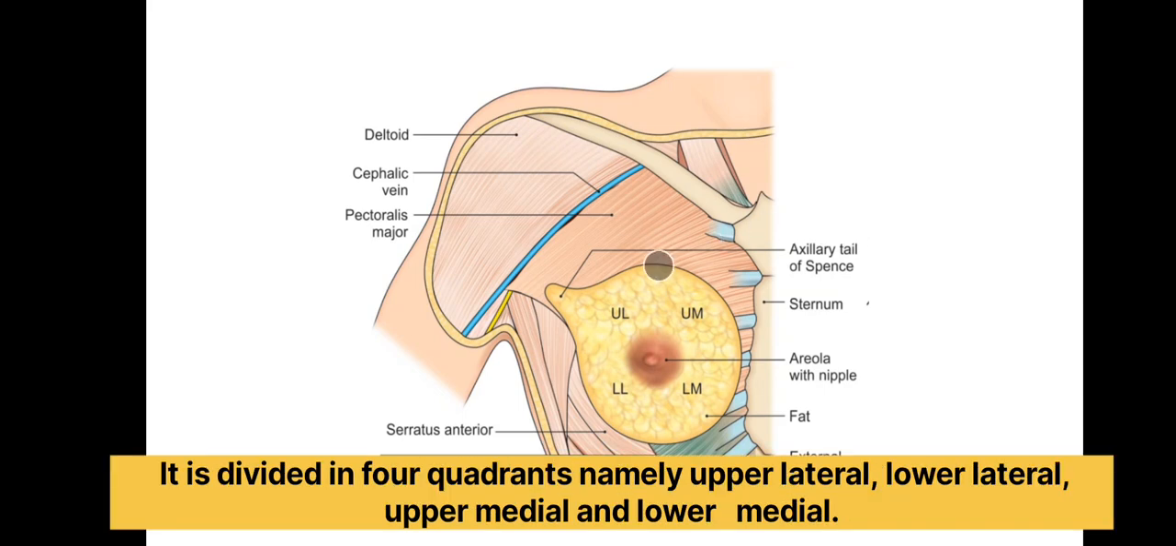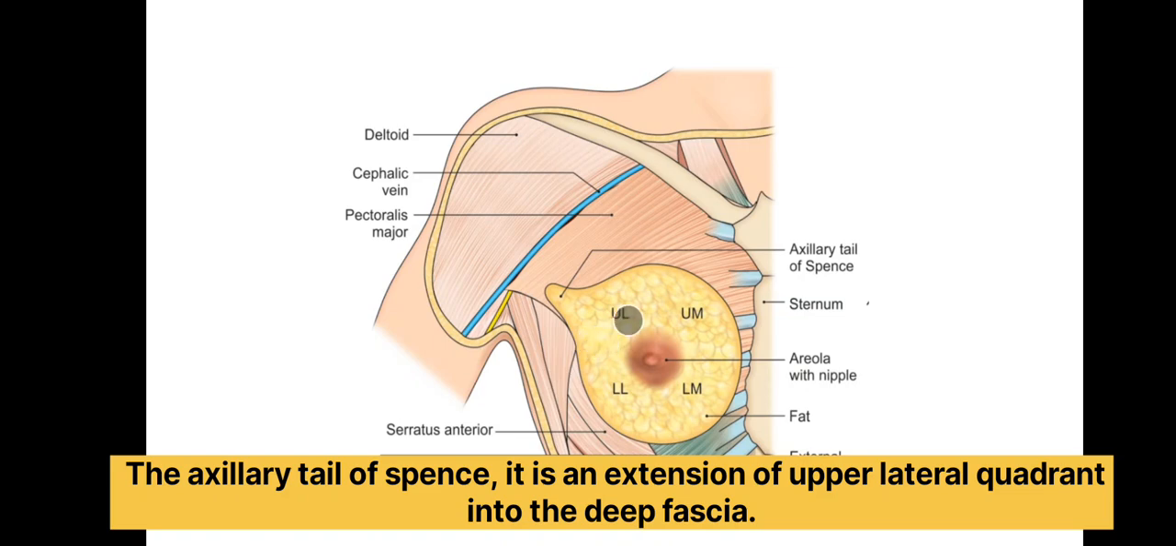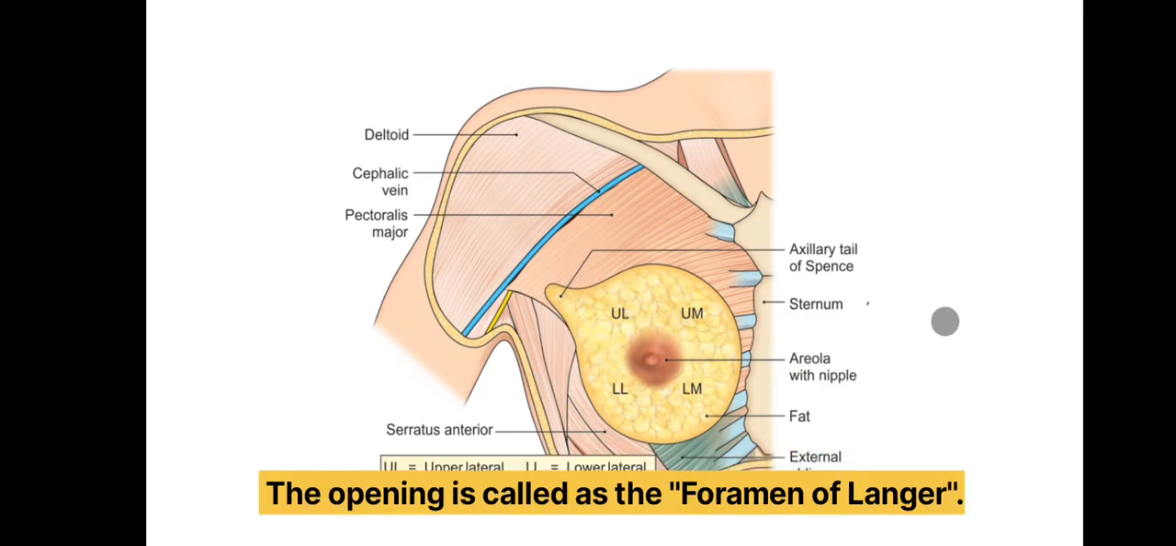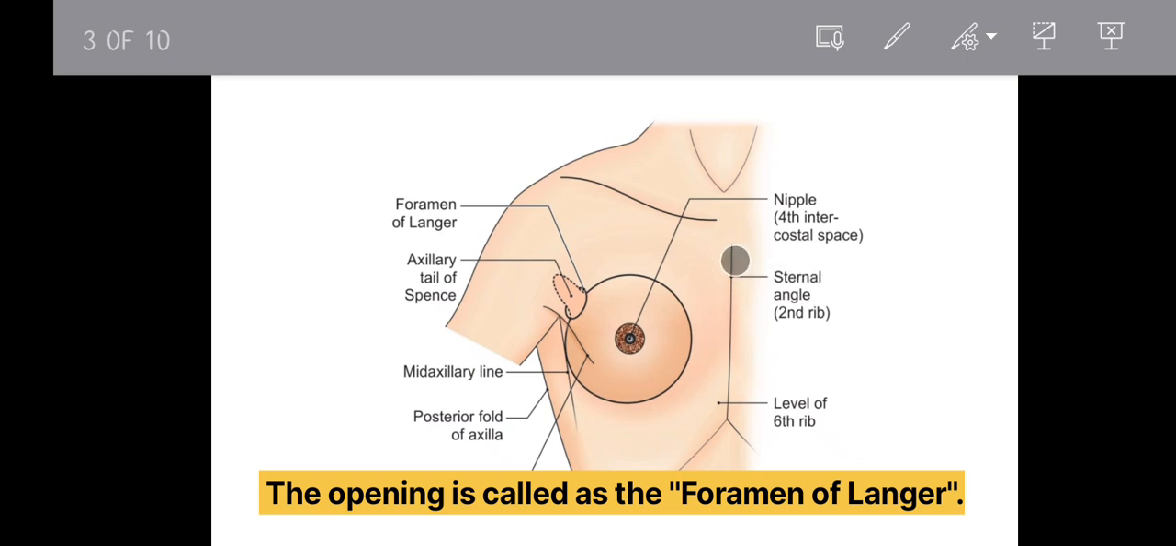It is divided into four quadrants, namely upper lateral, lower lateral, upper medial, and lower medial. The axillary tail of Spence is an extension of the upper lateral quadrant into the deep fascia. The opening is called the foramen of Langer.